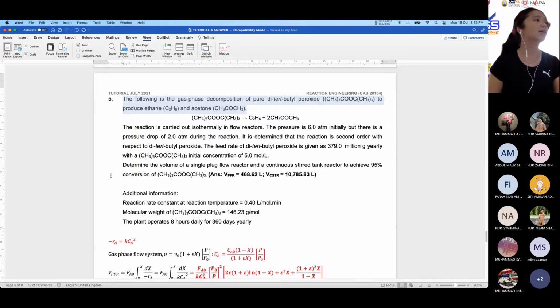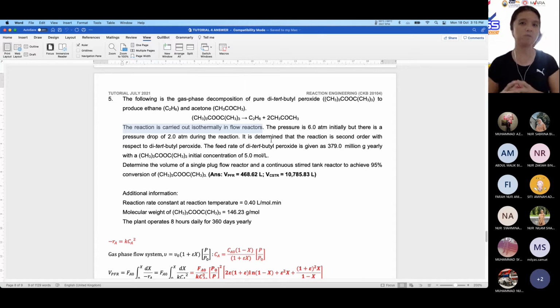Right, so the question says, reaction carry out isothermally in a flow reactor. So kamu dah kena faham, kalau gas phase, flow reactor, check dalam notes dah berlainan dia punya equation. Second, dia kata isothermal. Okay, so tak apa. Setakat ni kita belajar memang semua isothermal. We don't have to worry so much. Nanti chapter 6 kita baru bimbang pula kalau ada non-isothermal.